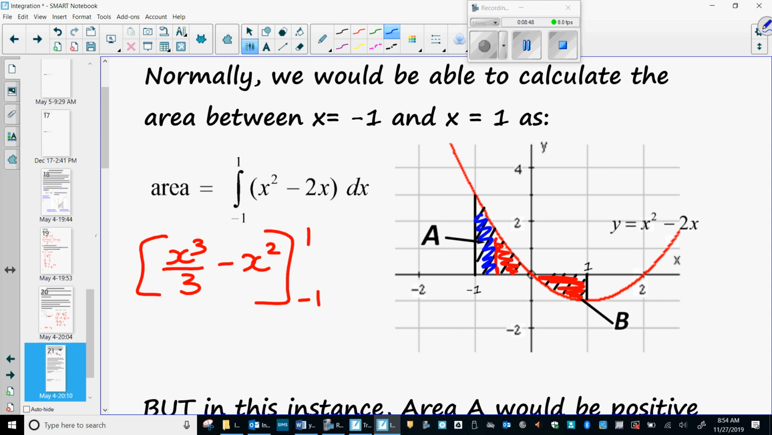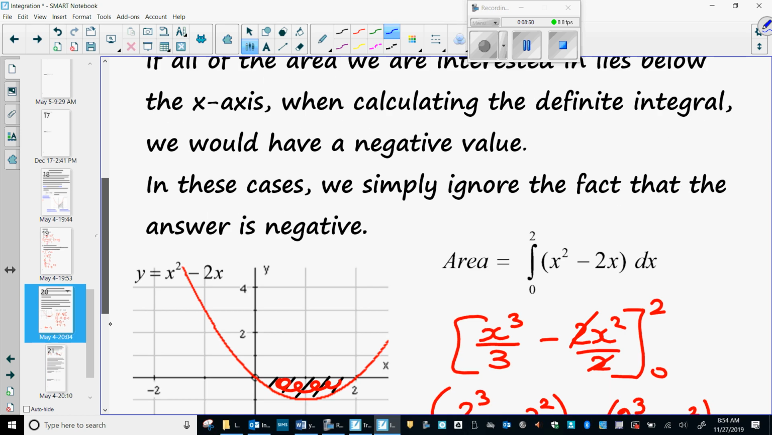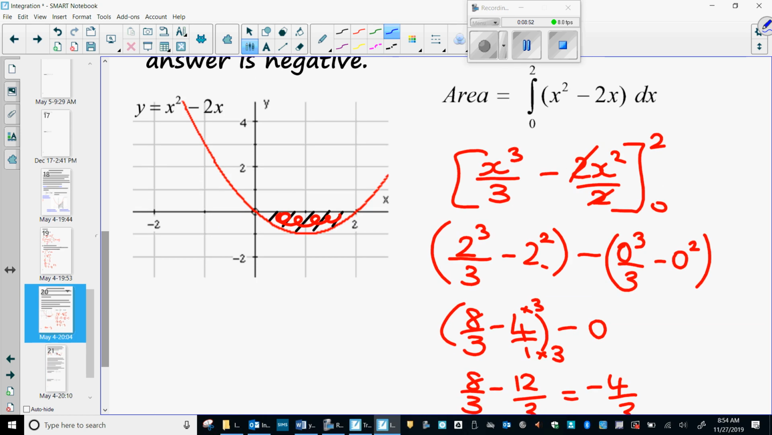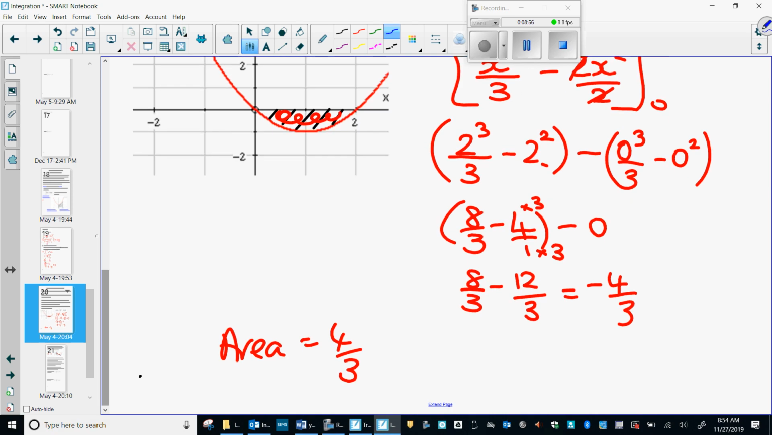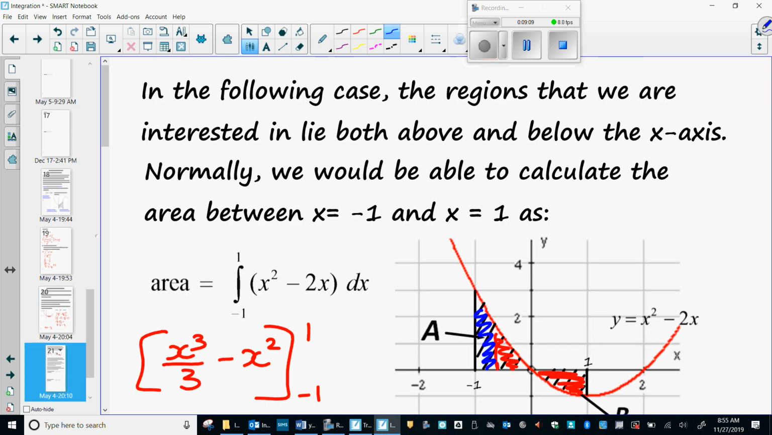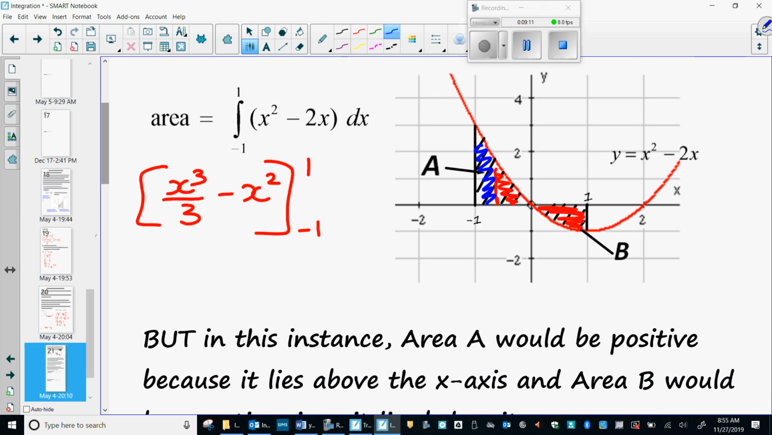Because whilst we appreciate that the area itself here is 4/3, our calculation gave it as negative 4/3. So for this one, let's stick the values between 1 and negative 1 into there, and I'll show you that they're different answers and hopefully we can appreciate a little bit more why.